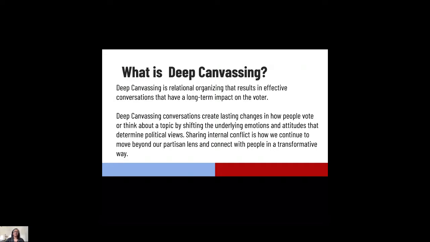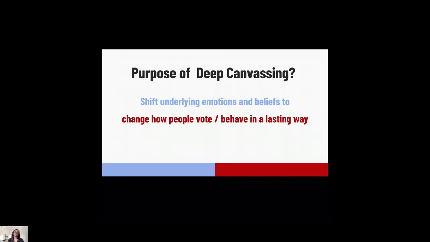Sorry, y'all. Okay. The sole purpose, though, of deep canvassing is to shift underlying emotions and beliefs. It is a persuasion tool. It changes how people behave in lasting ways.